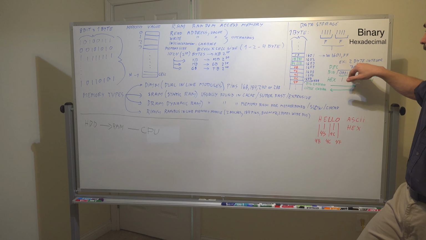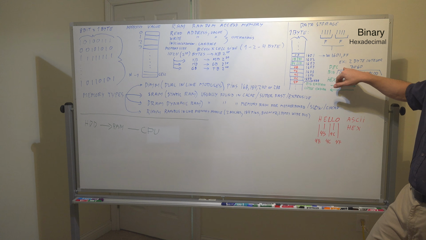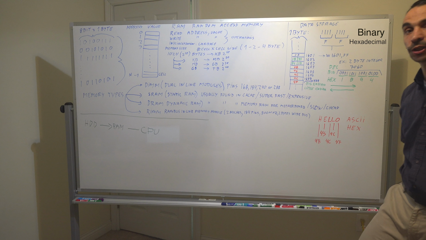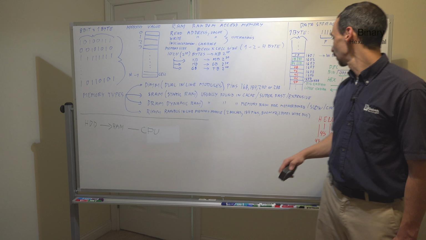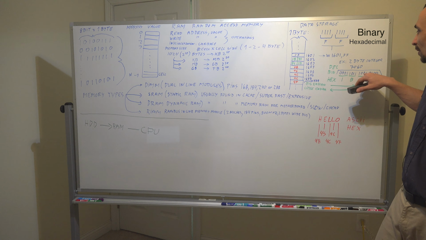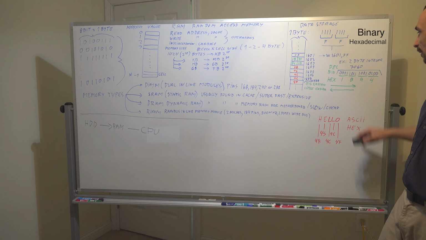So let's say that we have a 2-byte integer. In this case, in decimal it will be 7060. If we have to change it to binary, it will be 0001 1011 1001 0100. So that is the number.